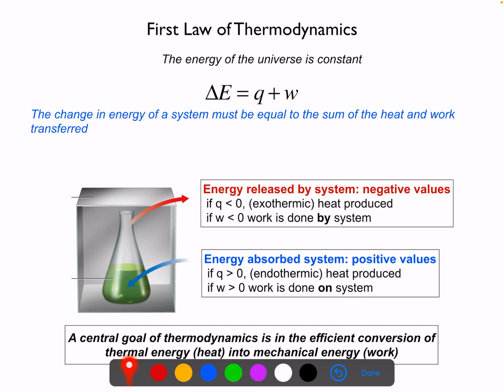On the other hand, if our reaction is absorbing energy, a reaction can absorb heat, in which case Q is positive. We call it an endothermic reaction. And if work is greater than 0, we say work is done on the system. All right, so a little bit of nomenclature we need to be aware of.